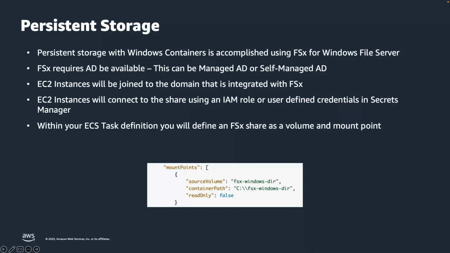Both orchestration engines, that is ECS and EKS, do support integration with FSx for Windows, and you can actually use this persistent storage. With ECS, you can create a task definition that specifies the mount point for your storage. And with EKS, you have to provide a persistent volume claim.